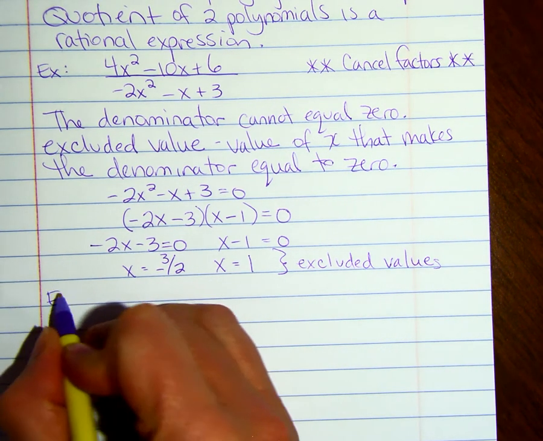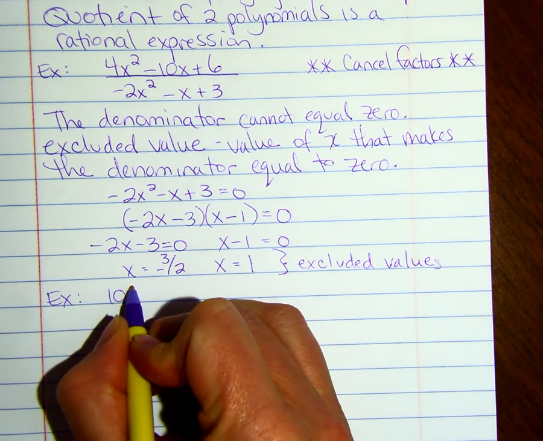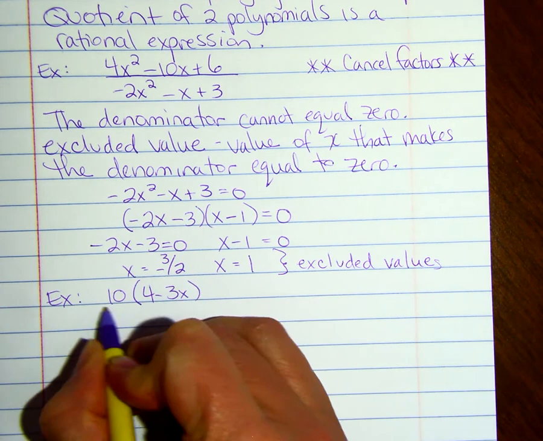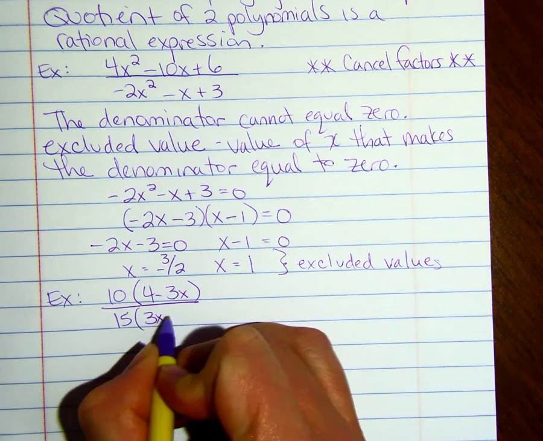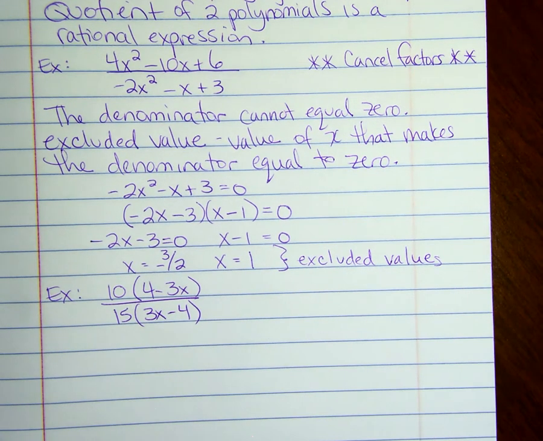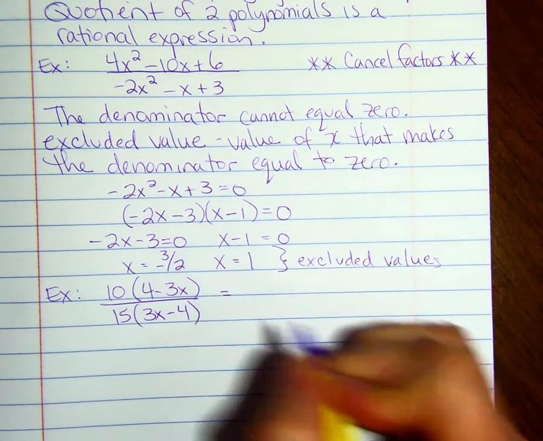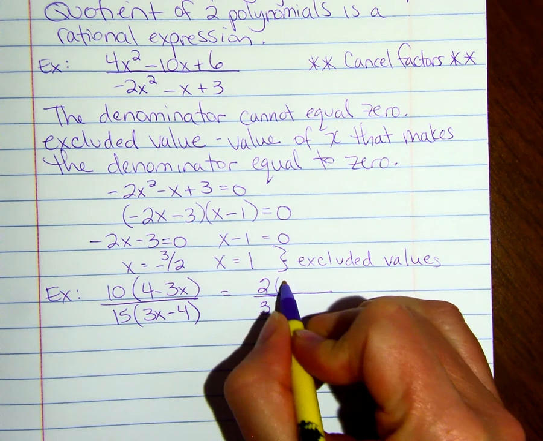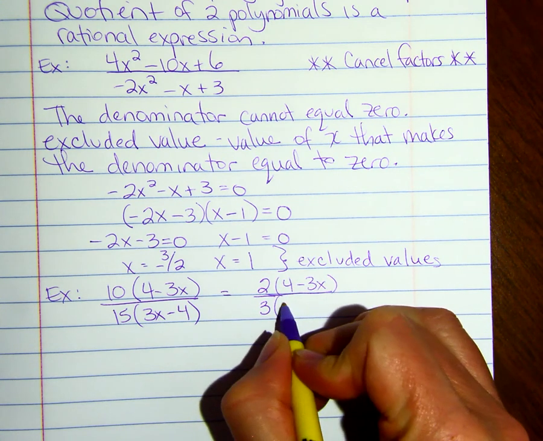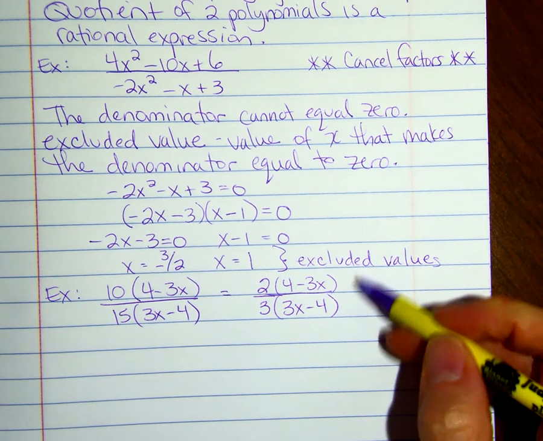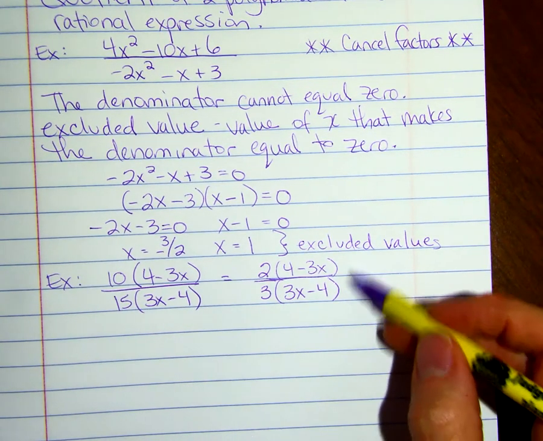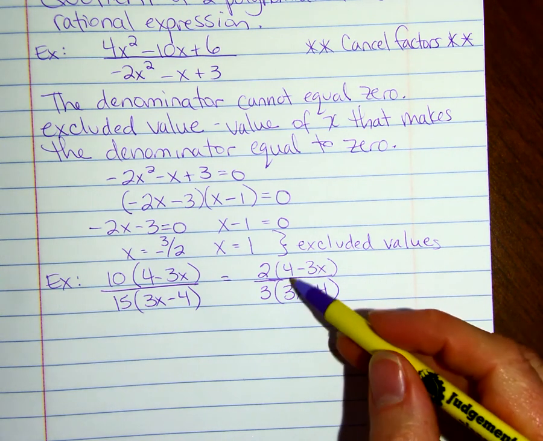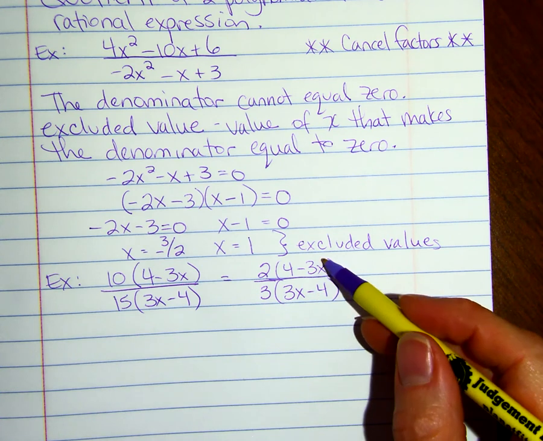So here's another example that we're going to simplify: 10 times (4 minus 3x) over 15 times (3x minus 4). I can reduce the 10 and the 15 to get 2/3. And then if you notice the factors that are in parentheses, they're very similar, except that the signs are different. This 4 is positive, this one's negative. 3x is negative, this one's positive.